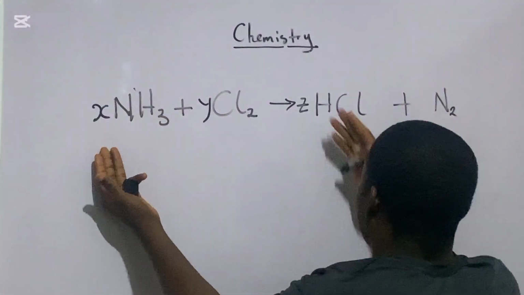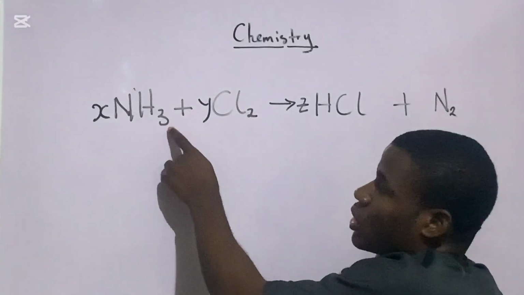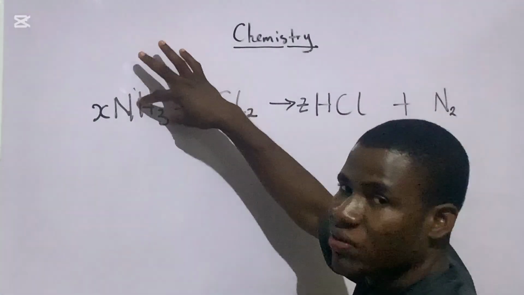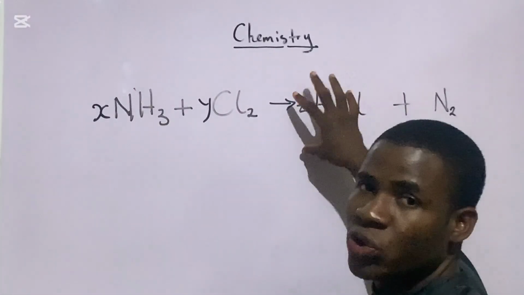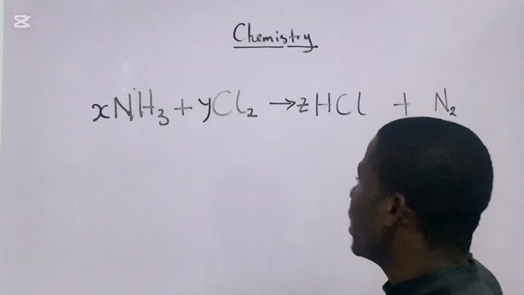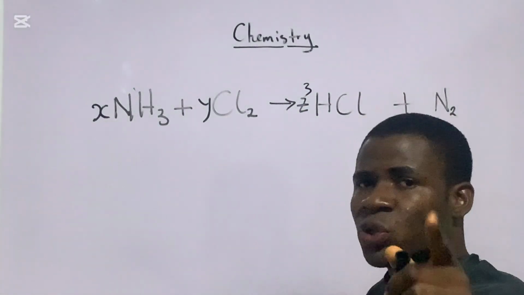Now let's go. Balancing hydrogen. On the left hand side and the right hand side, how many atoms of hydrogen do I have here? I have three atoms of hydrogen. Does it make sense? Very good. So since there are three atoms of hydrogen at the left, I should put three here.